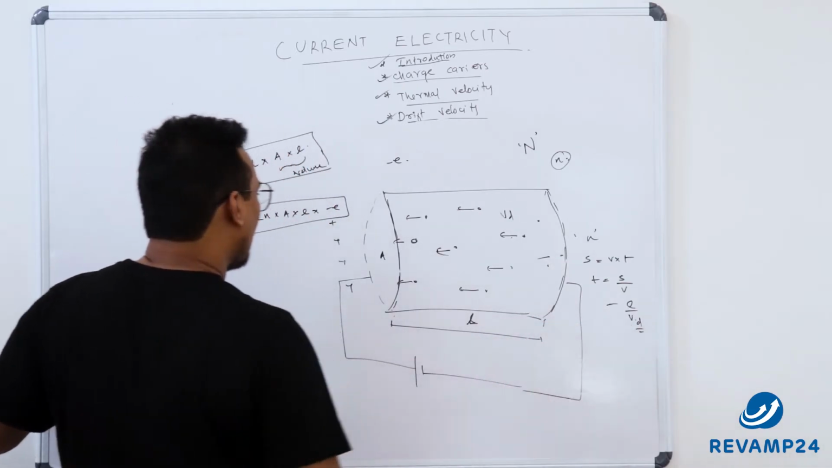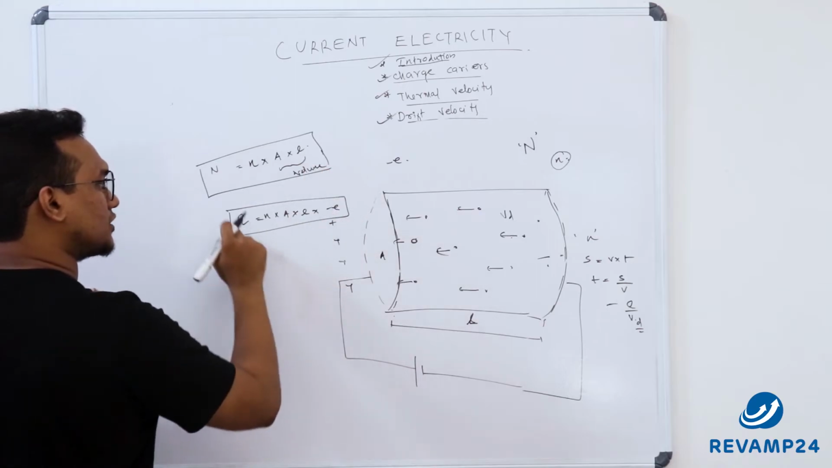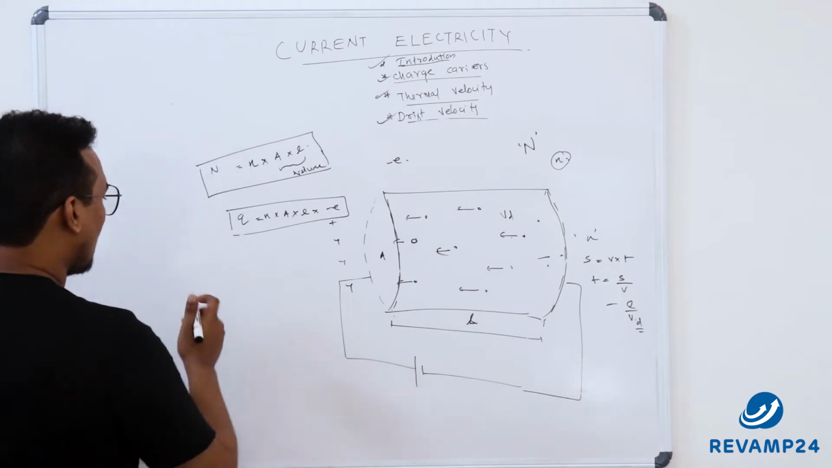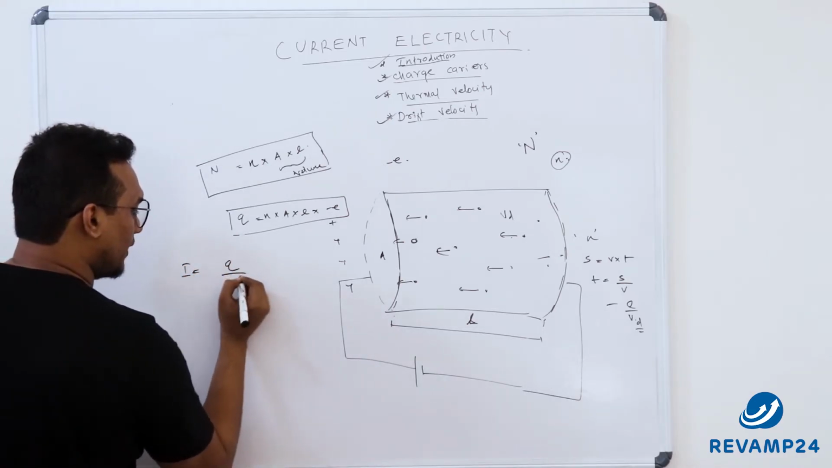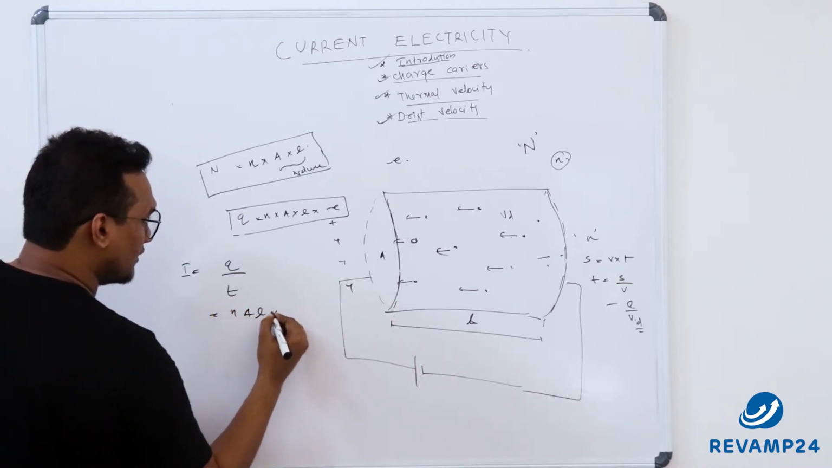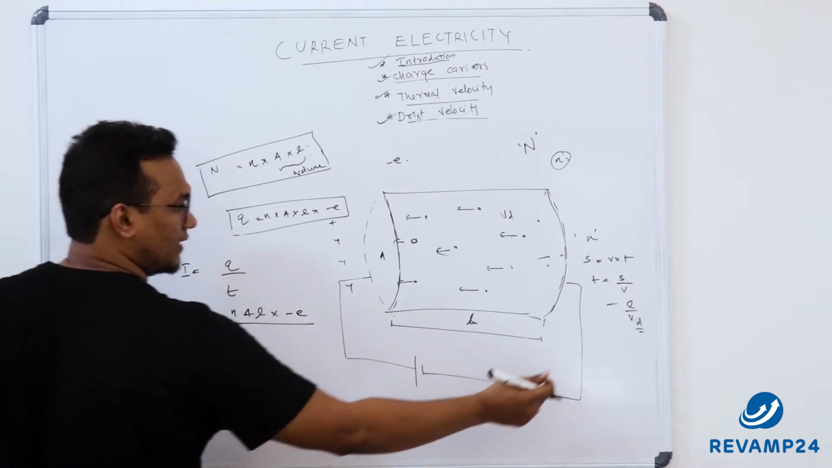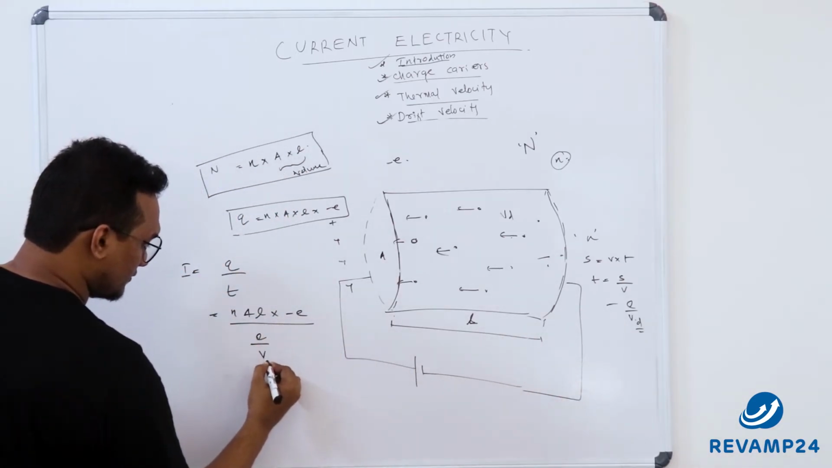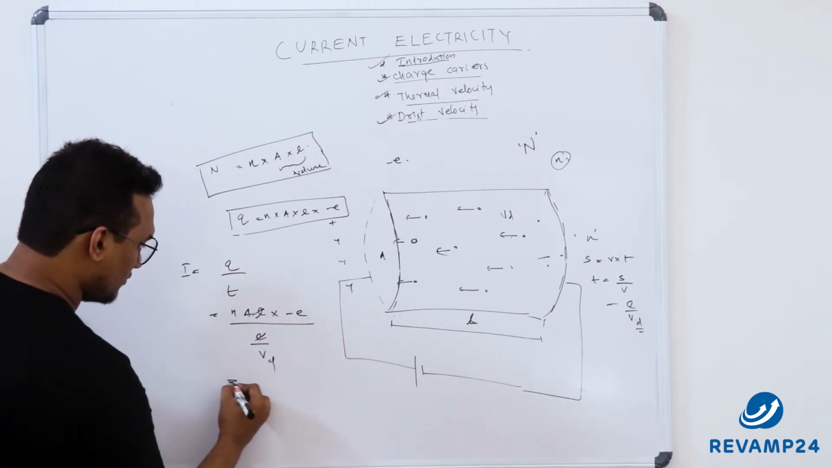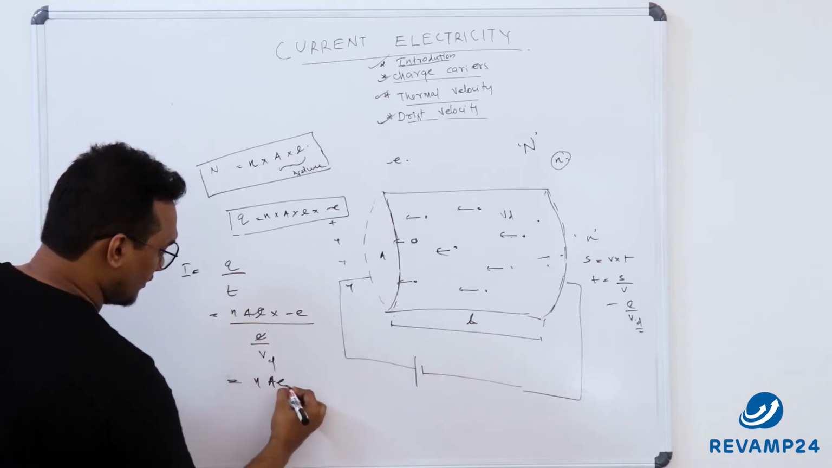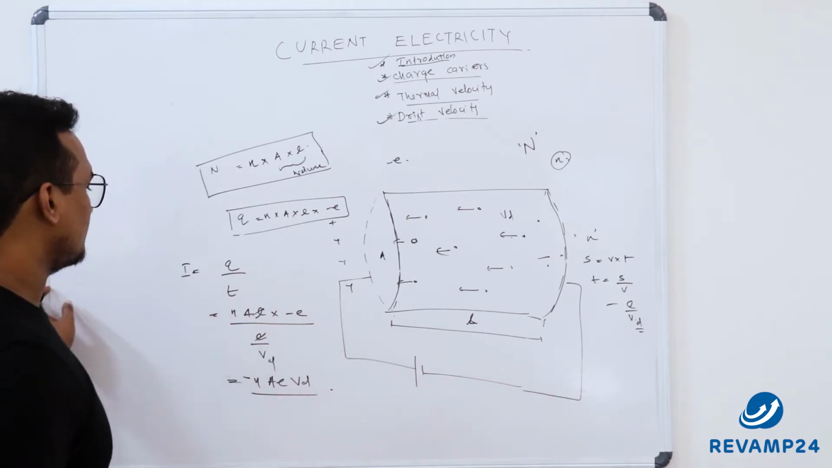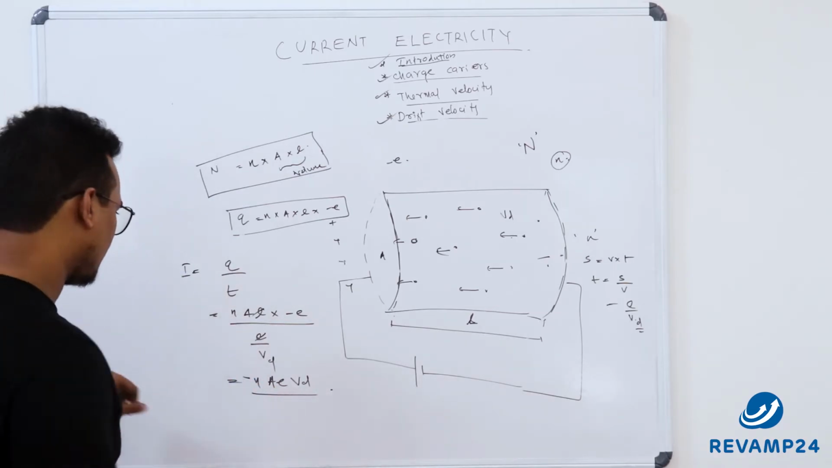Now that is the time, and in that time this much amount of charge has come out. Now how can we get the value of current? Current is equal to Q by t, and we know the value of Q as n A L into minus e, divided by the time, which is L by Vd, the drift velocity. L will cancel, and the value will be n A e Vd, and there is a negative outside. Clear? And this is the value of current I.